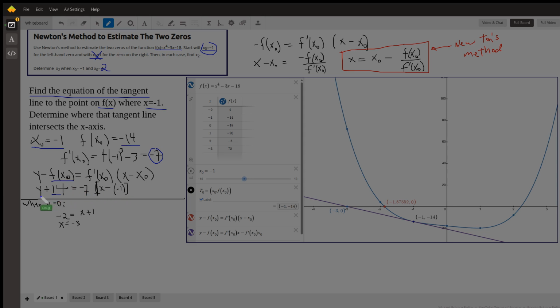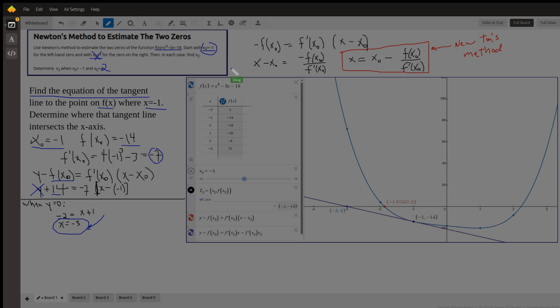a -1. To find this point of intersection right here along the x-axis, I want to know what does x equal when y equals 0. So when y equals 0, if I divide both sides by -7 and then subtract 1, there's where that -3 comes from. So this is the x-coordinate of the point of intersection with the tangent line to the point where x sub 0 equals -1.